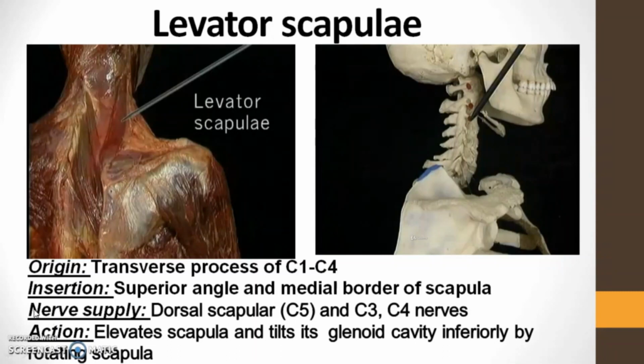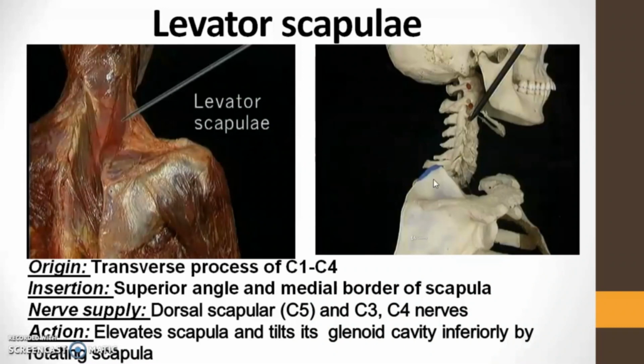Now we will see about levator scapulae. So levator scapulae, as I said, it is a muscle which is going to elevate the scapula. So it is named as levator scapulae. The origin of this muscle is from transverse process of C1 to C4. You can make out here. So these are the transverse processes of cervical vertebrae, and from the C1 to C4 transverse process, it is going to take origin, and then it is getting inserted into the superior angle and medial border of the scapula.